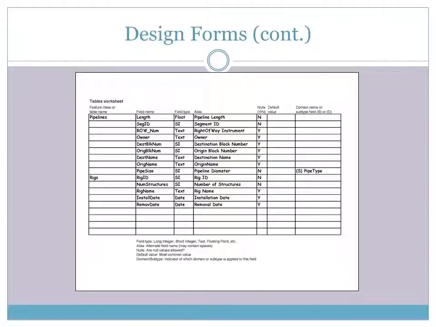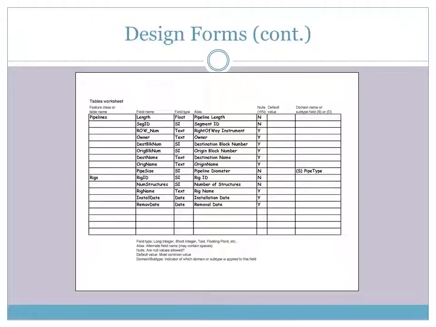The tables worksheets shows the attributes for my two feature classes. The pipelines feature class contains the attributes of pipeline length, segment ID, right-of-way instrument, owner, destination block number, origin block number, destination name, origin name, and pipeline diameter. The rigs feature class contains the attributes of rig ID, number of structures, rig name, installation date, and removal date.